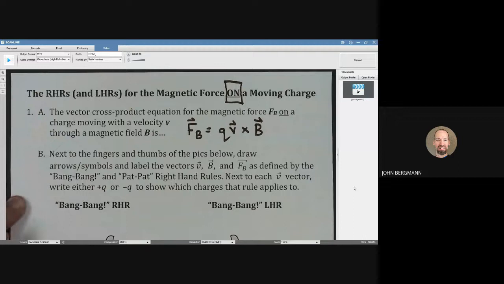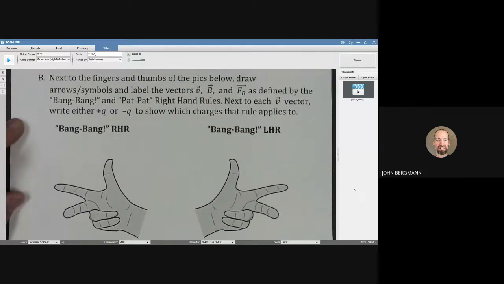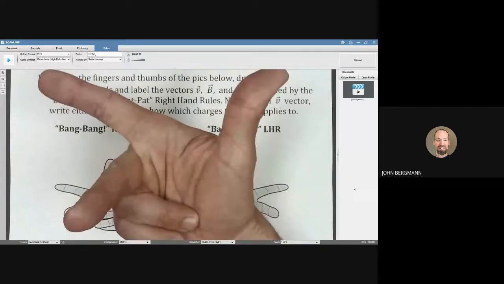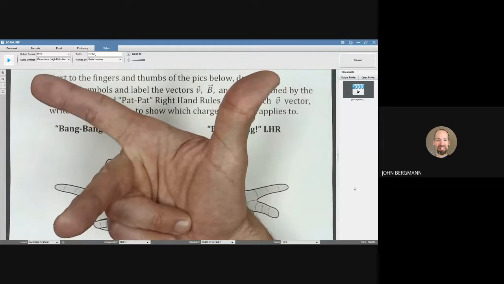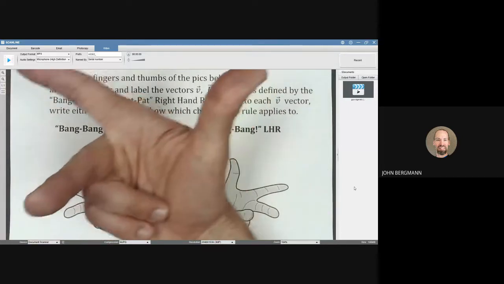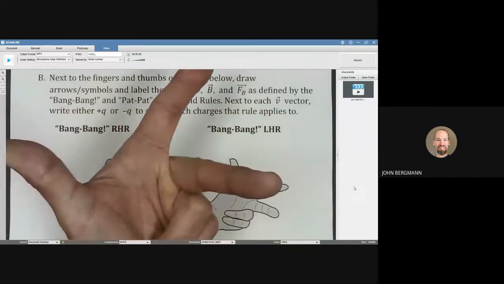The way we can remember this is a couple of right-hand rules, which I've named the bang-bang right-hand rule and the pat-pat right-hand rule. The bang-bang right-hand rule is called that by me because it's kind of like bang-bang. You've got your thumb, you've got your pointer, and you've got tall man, all at 90 degrees relative to each other. If you use your right hand, it looks like that. If you use your left hand, it looks like that.